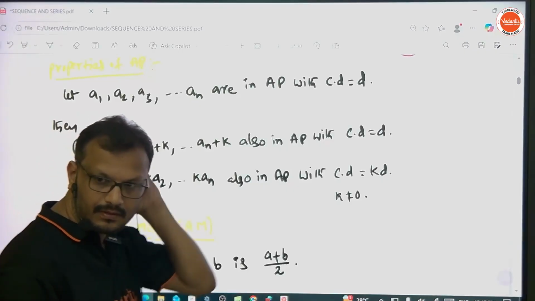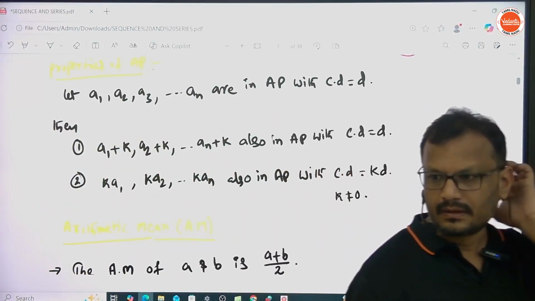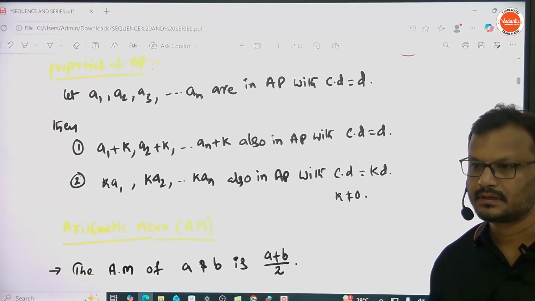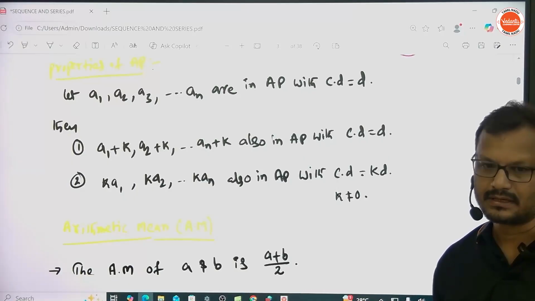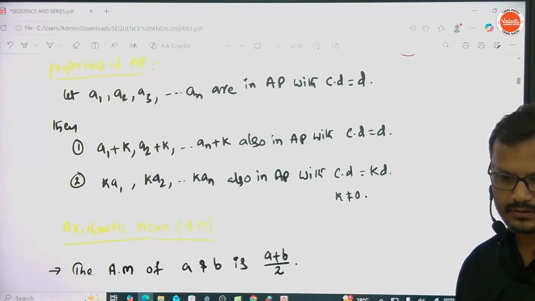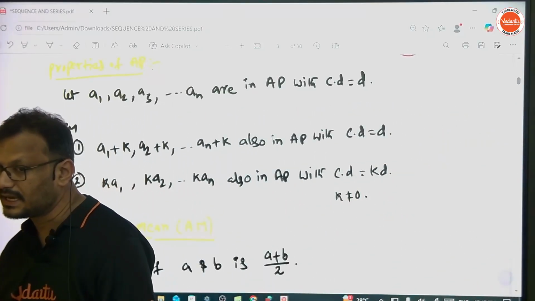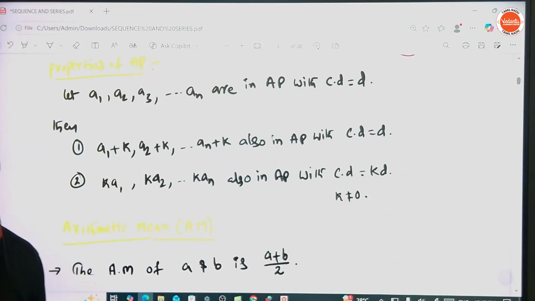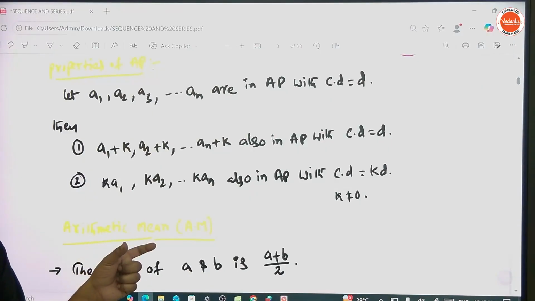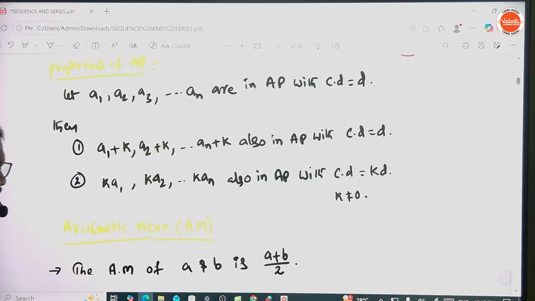Arithmetic mean. Generally, what is the mean? Mean of the numbers, the average basically. Generally, we'll take the average. So you wrote, if the mean of A, B, C is B, then B equals A plus C by 2, the average of those numbers. So how will we think about that?